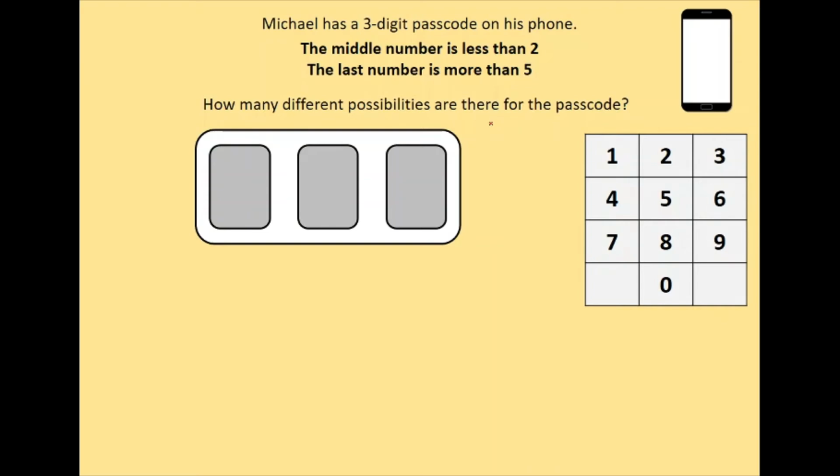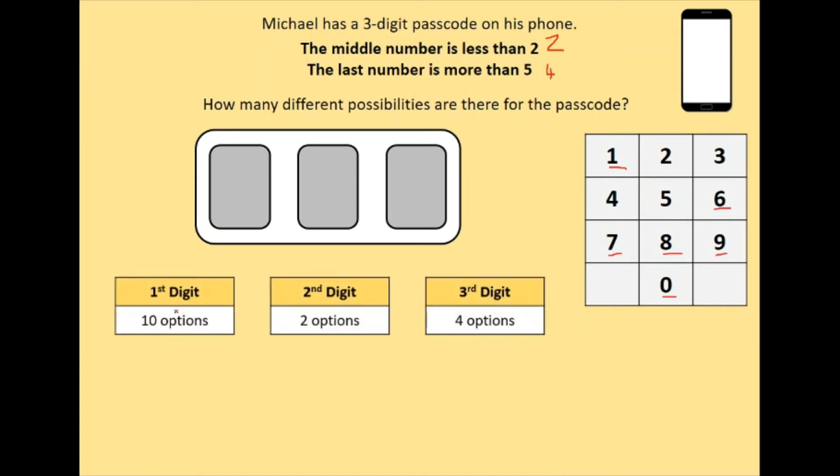Okay, now this one might have caught you out because the numbers less than 2 are 1 and 0. So there's 2 options for that. The last number being more than 5 would be 6, 7, 8, or 9. 4 options. Therefore, the first digit could be any of the 10. The second digit could be 2 different numbers, 1 or 0. And the third digit has 4 different options. So if you multiply 10 by 2 by 4, you get 80.